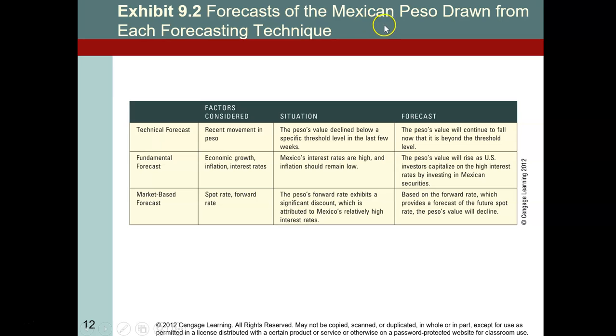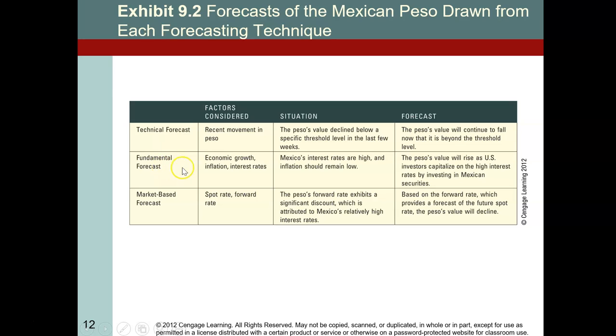Example, forecasts of Mexican peso drawn from each forecasting technique. So we have technical, fundamental, and market-based forecasts here. The factor to be considered in the technical forecast is the recent movement in the peso. The situation is that the peso's value declined below a specific threshold level in the last few weeks. The forecast is that the peso's value will continue to fall now that it is beyond the threshold level.